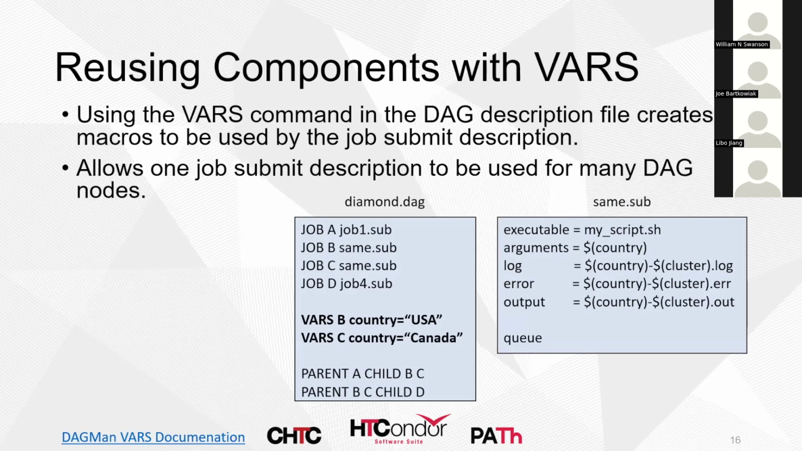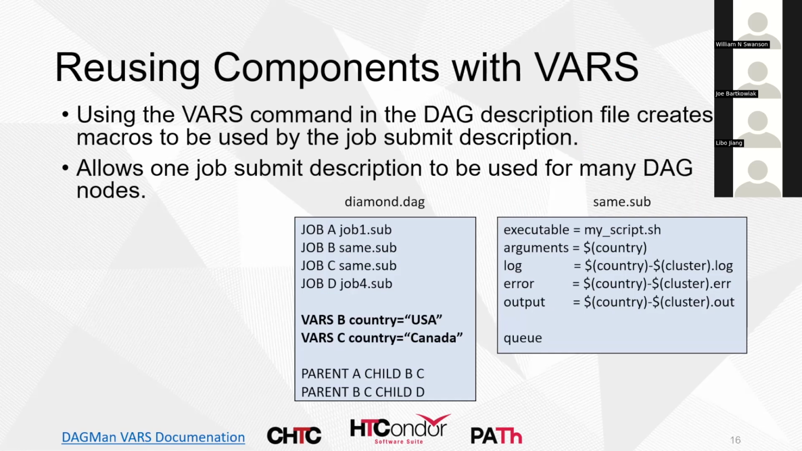Another useful thing that DAGMan has is being able to reuse components, i.e. submit descriptions describing your jobs for various nodes. We can do this with the vars line. The vars essentially creates macros for your submit description that we then use at submit time for the node.